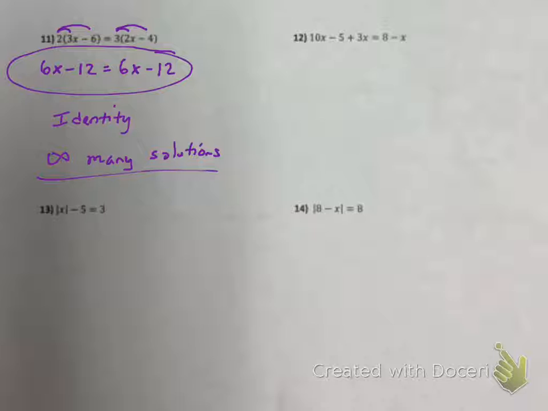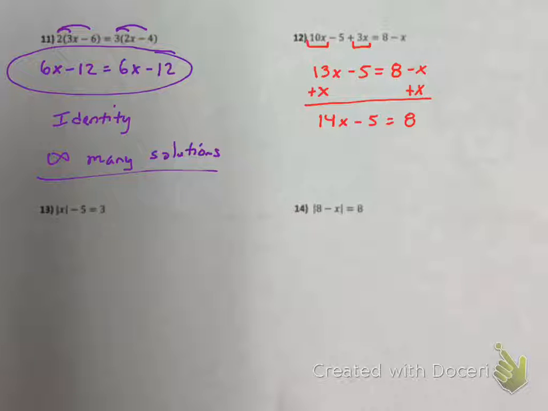Question 12, we've got 10x minus 5 plus 3x equals 8 minus x. First thing we're going to do on the left is combine like terms. So 10x and 3x gives us 13x minus 5 equals 8 minus x. Let's bring the 1x over, so we'll add 1x to both sides. So that gives us 14x minus 5 equals 8.